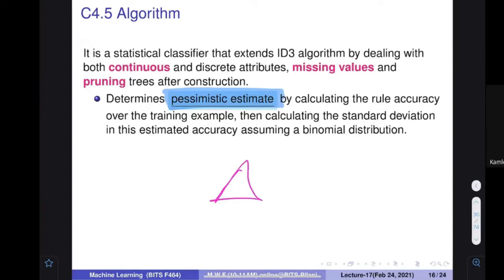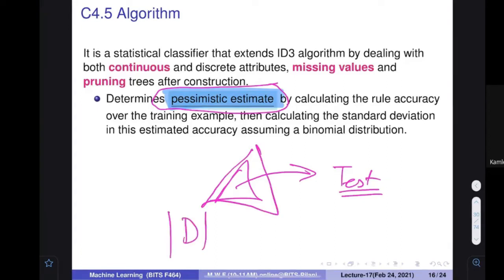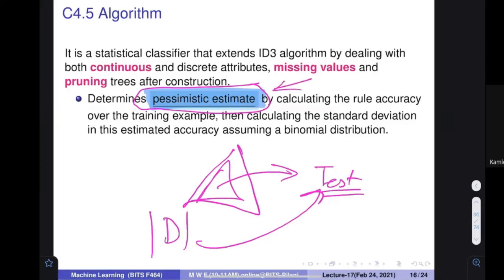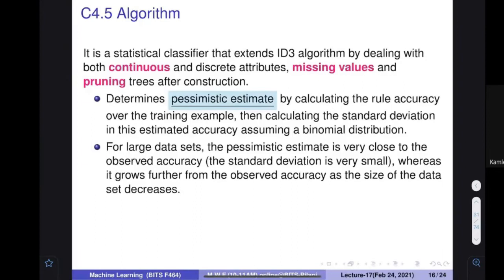If you have a tree, you want to somehow find out what the test accuracy is going to be using this tree. We are not talking about how to find this out, but if you can find some method that, given the tree and the data, can tell you what the accuracy could be, then you can use that to decide that I will not grow the tree further. Make sense?